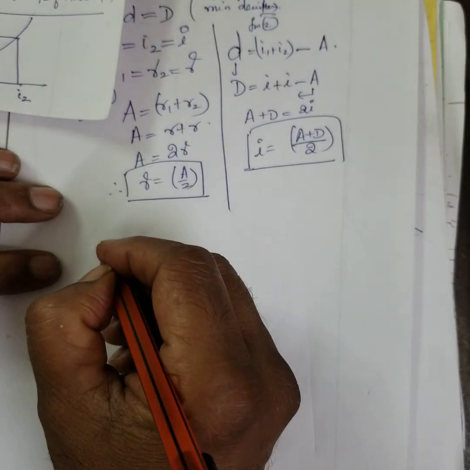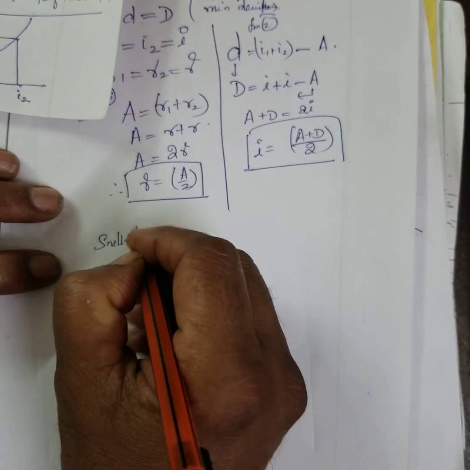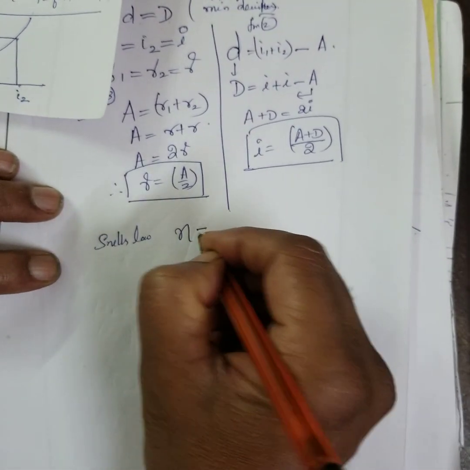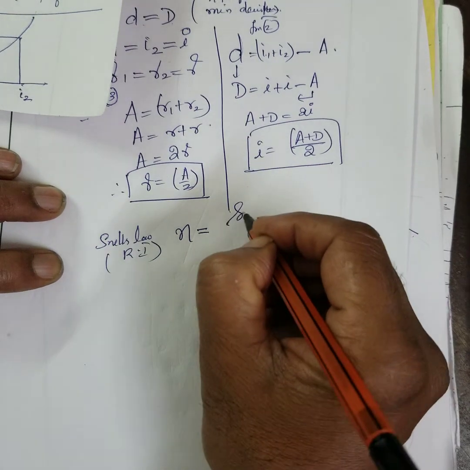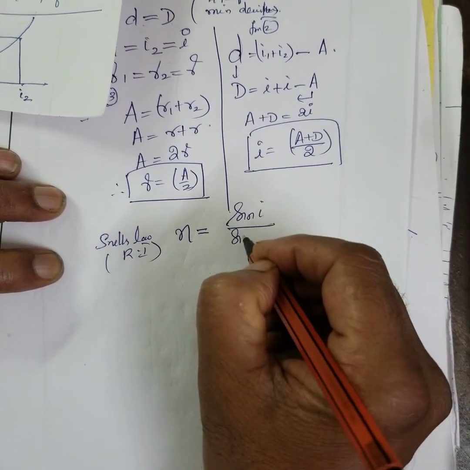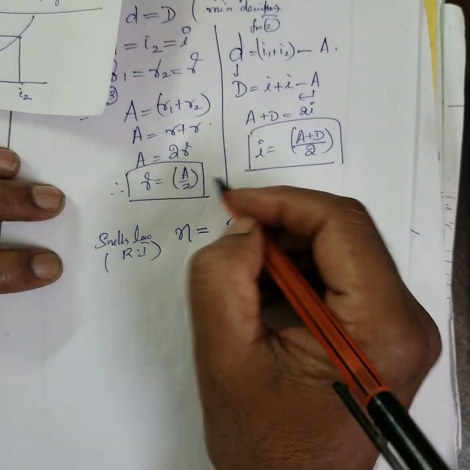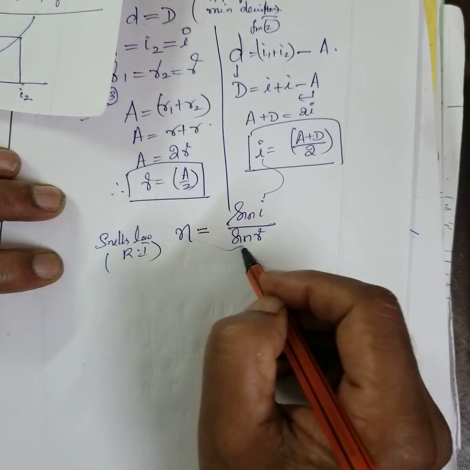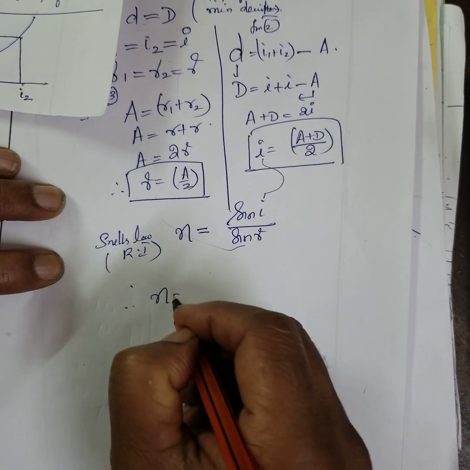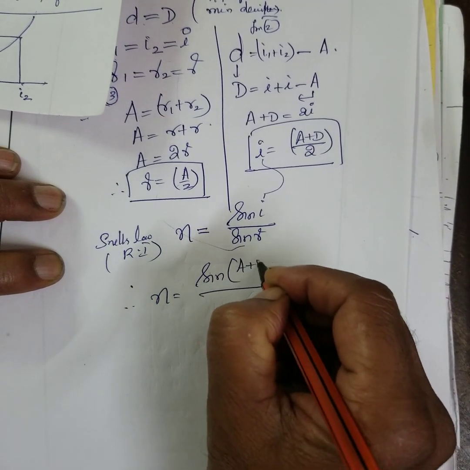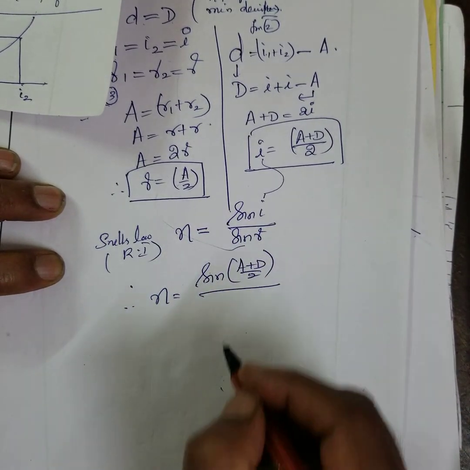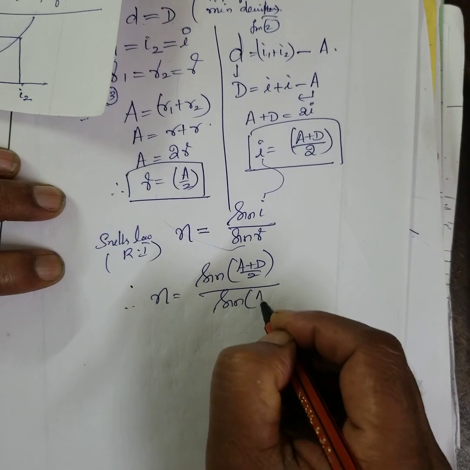Now, from Snell's law, refractive index is sin I by sin R. What is I? Substitute here. R is substituted. Therefore, refractive index is equal to sin of (A plus D) by 2, divided by sin A by 2.